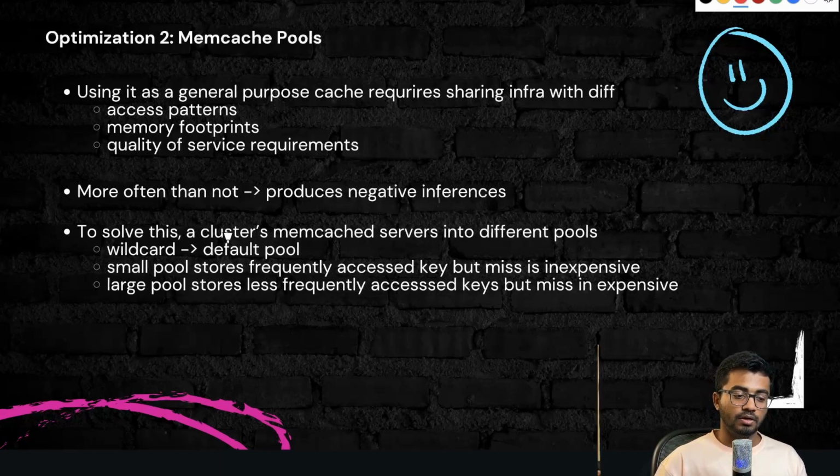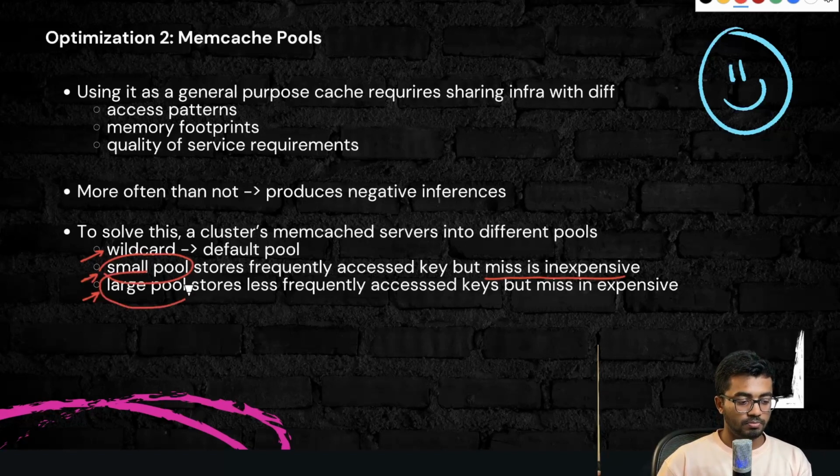So to solve this, a cluster's Memcache server is distributed into different kinds of pools. Each pool has a very specific functionality. The default one is the wildcard, where the default goes in, and they can have different pools based on the requirements. For example, a small pool stores frequently accessed keys, but the miss is inexpensive. That means if it's missed, it doesn't matter. Fetching it from the database isn't a costly operation. That is why the size of this pool is smaller, because the miss is inexpensive. Even if that is missed, no problem, we'll fetch it again and store it into the cache.